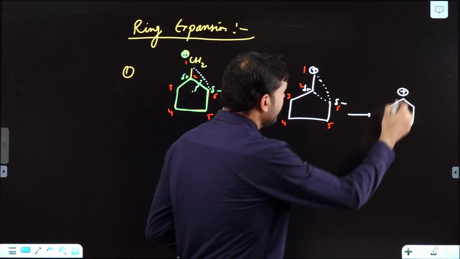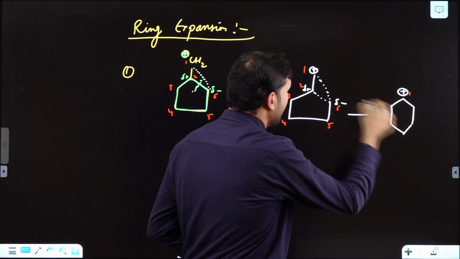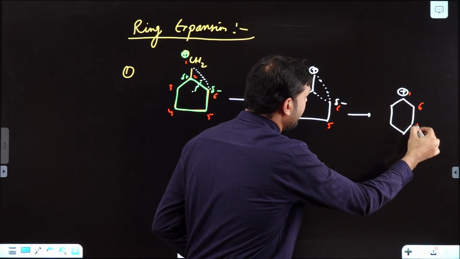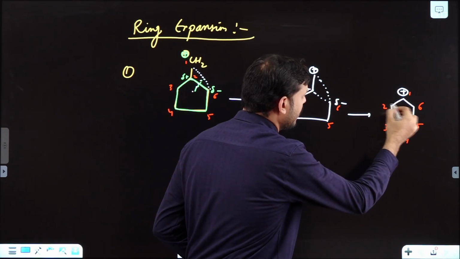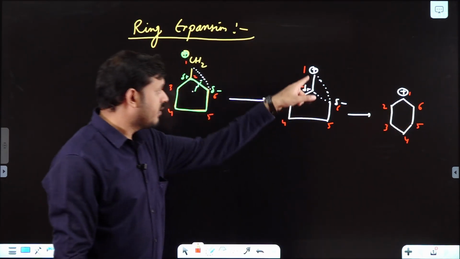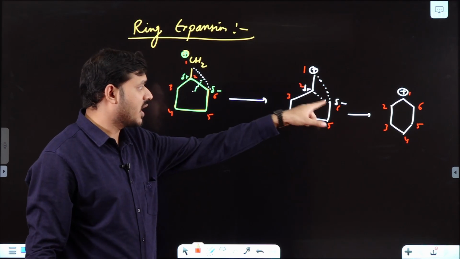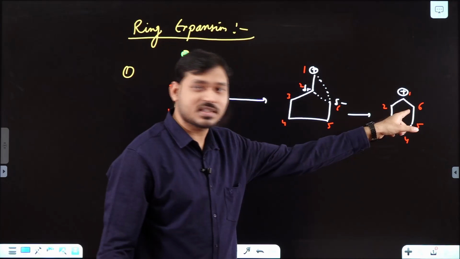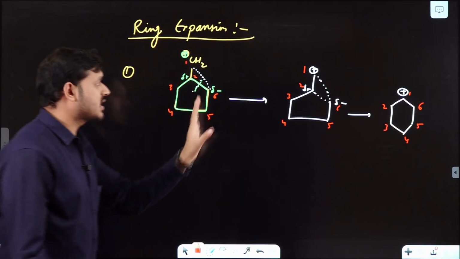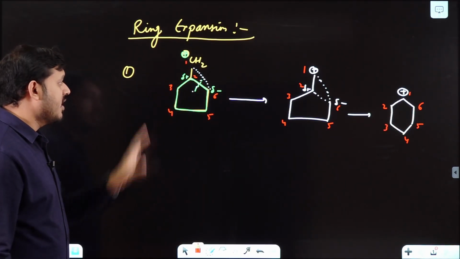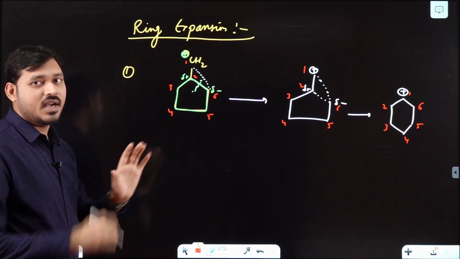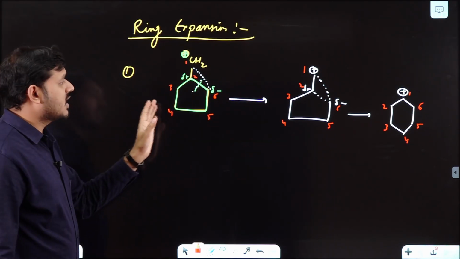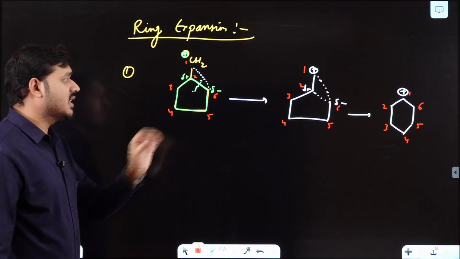So here this is your carbon 1 as it is. 1 is connected with 6, 5, 4, 3, 2. You can see 1 is connected to 6, this bond, okay? So the bond between 2 and 6 has been broken. Clear to you? So this is a simple example of ring expansion, 5-membered to 6-membered, and hence you can say that the stability of carbocation has increased.